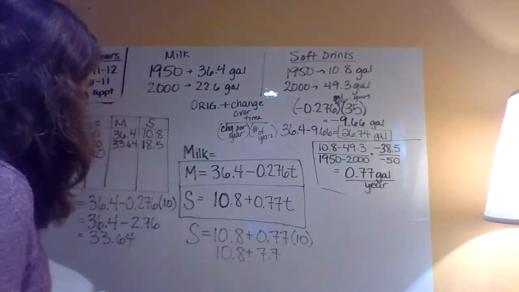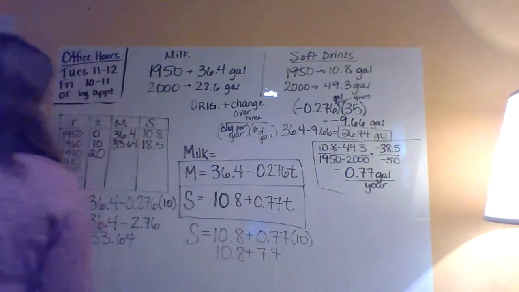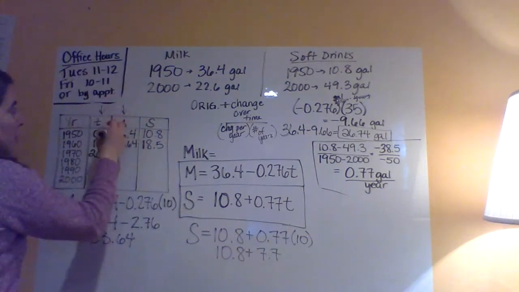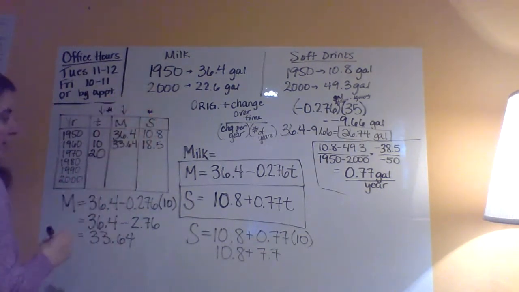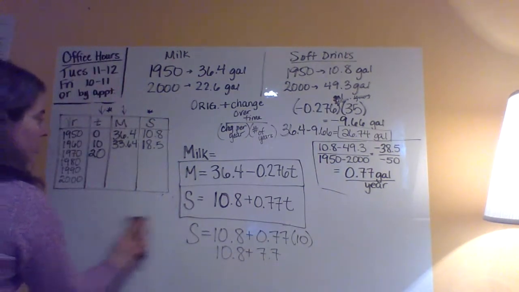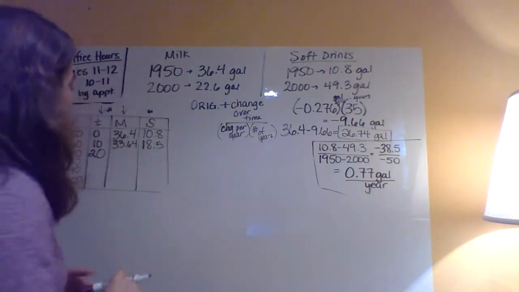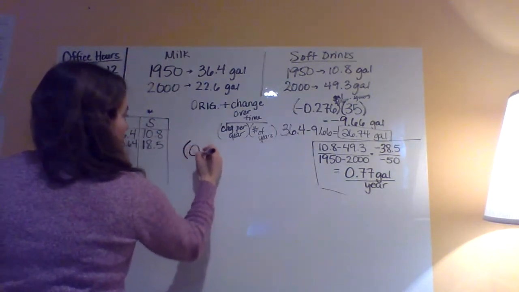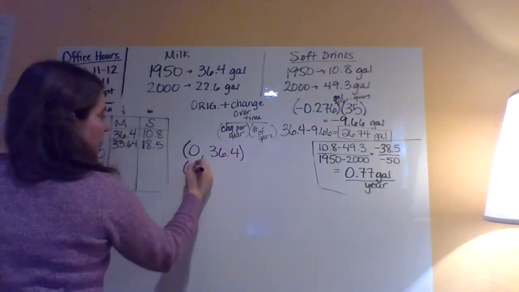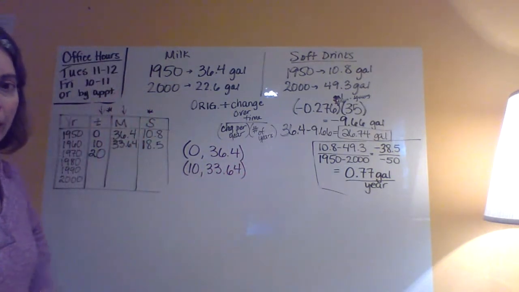Okay, so once you have this chart filled in, then you're going to make points with T and M or T and S, right? So we're going to make points where a time period after 1950 is our X variable, and the amount is going to be our Y. So for example, the first two for milk would be 0, 36.4 and 10, 33.64. Okay, so those are the first 2 points.